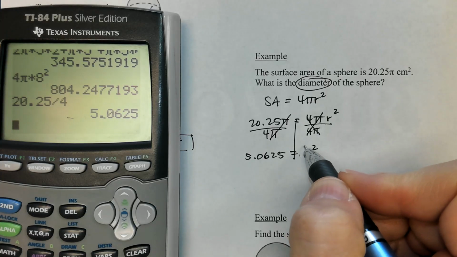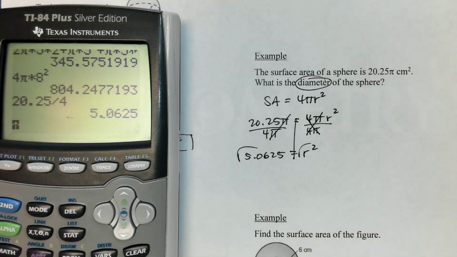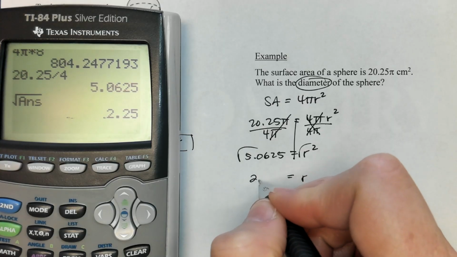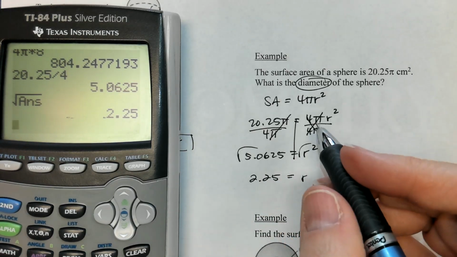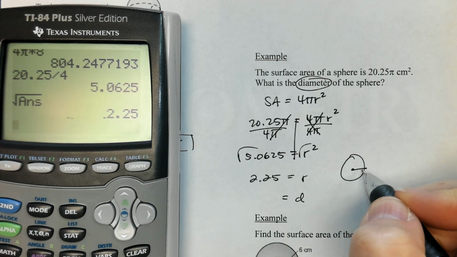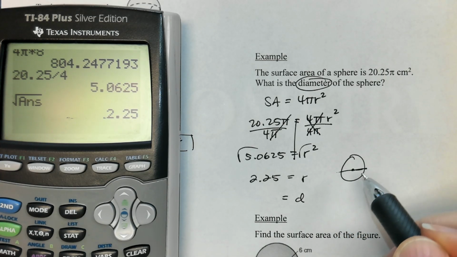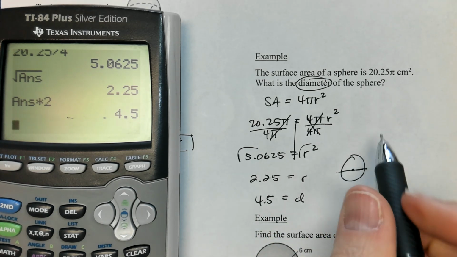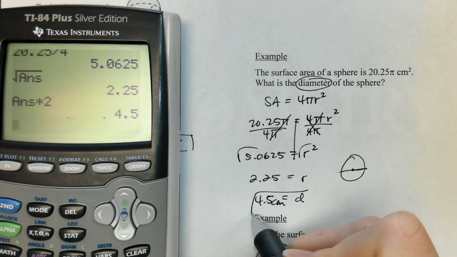And to get rid of the squared, we would just square root both sides. So I'm going to square root that answer, and I get a radius of 2.25. They want a diameter, so radius is from the center out. Diameter is the whole way across, so I just have to double that. I'm just going to times it by 2. So 4.5, and we were doing centimeters.